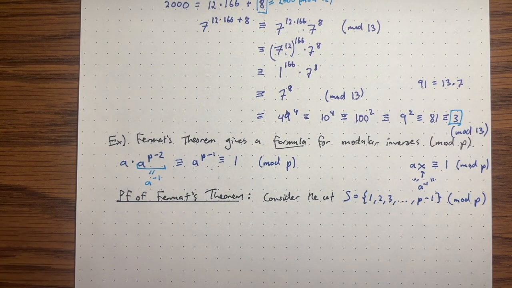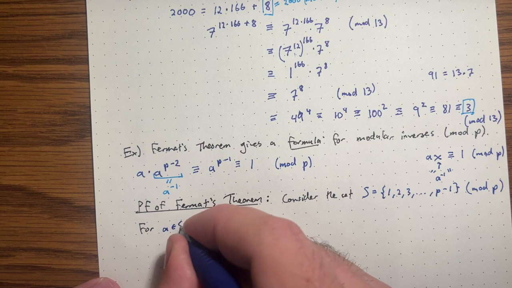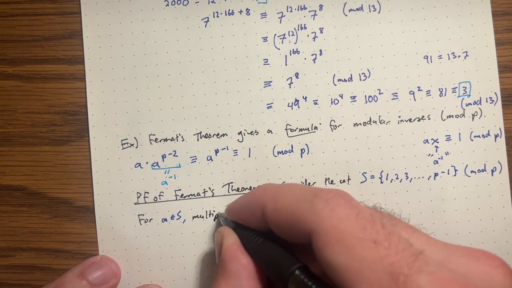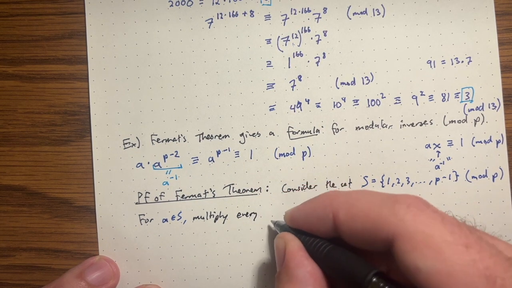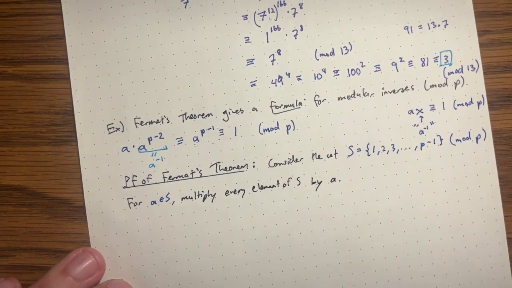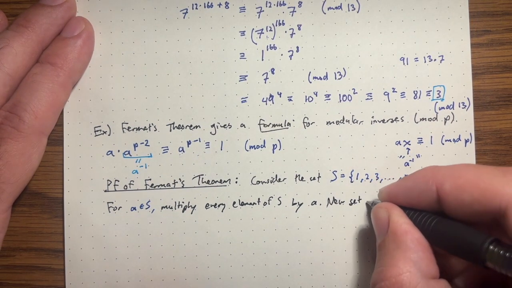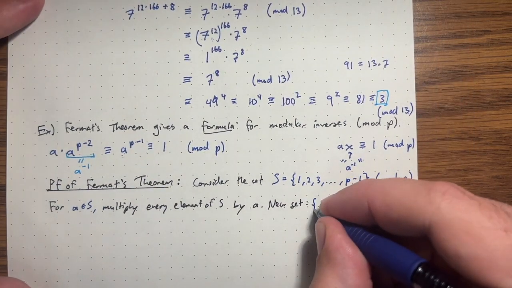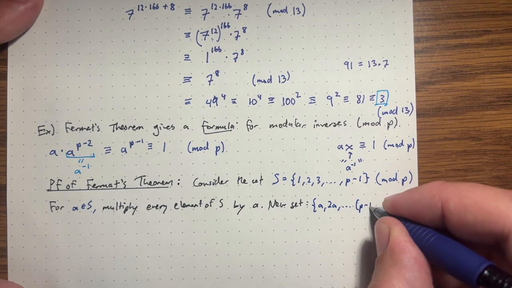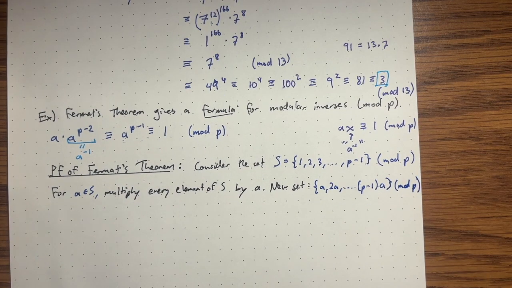And now I'm going to take one element A of this set, and I'm going to construct a new set. I'm going to multiply every element of this set by A, and I get a new set. What is that going to be? It's going to be A, 2A, 3A, all the way up to P minus 1 times A. And again, I'm going to consider these as elements of Z mod PZ.